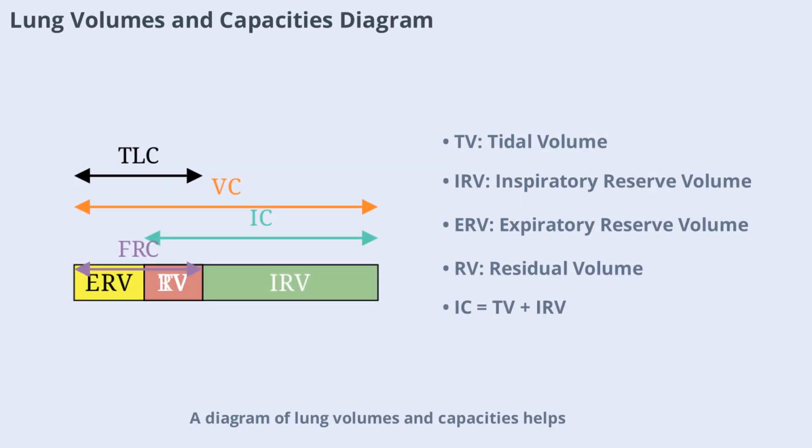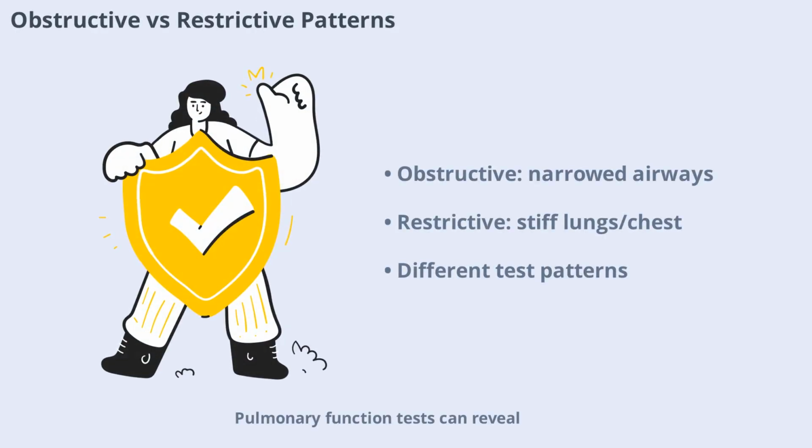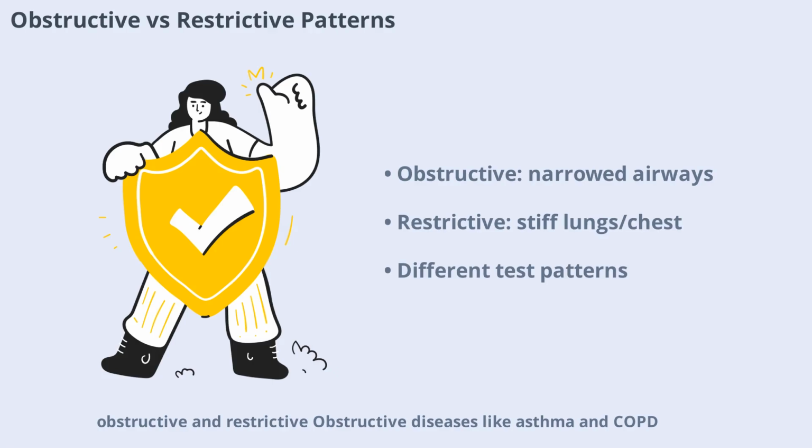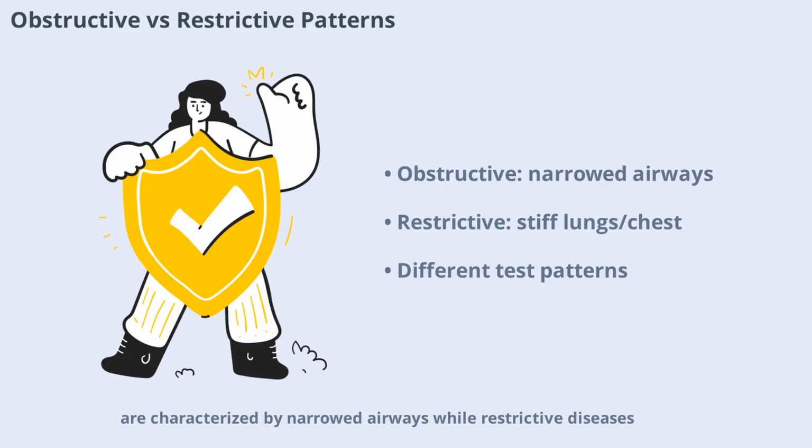A diagram of lung volumes and capacities helps visualize how these values relate to each other. Each volume and capacity is represented as a segment or combination of segments, making it easier to understand the relationships and calculations. Pulmonary function tests can reveal 2 major patterns of ventilatory impairment: obstructive and restrictive. Obstructive diseases, like asthma and COPD, are characterized by narrowed airways, while restrictive diseases, such as pulmonary fibrosis, involve stiff lungs or chest walls. Each pattern affects spirometric values and lung volumes differently.